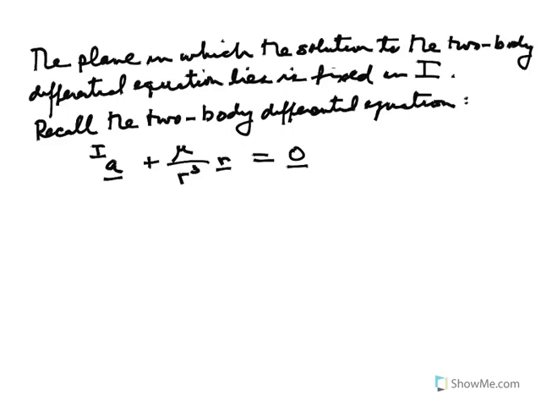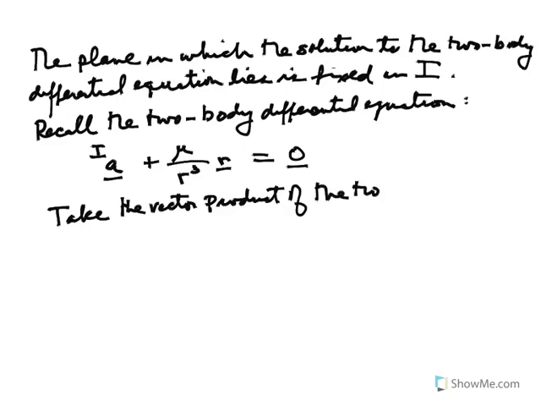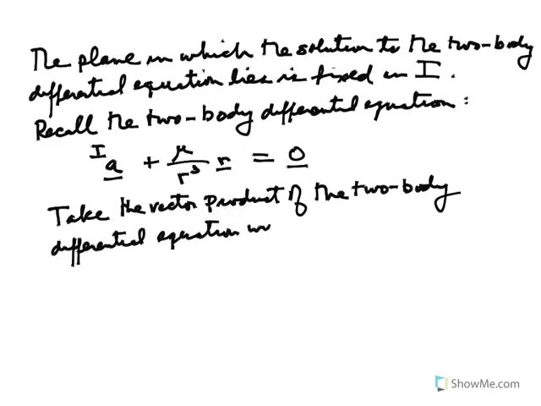And we're going to get that by taking the following vector product. So take the vector product of the two-body differential equation with the specific angular momentum.